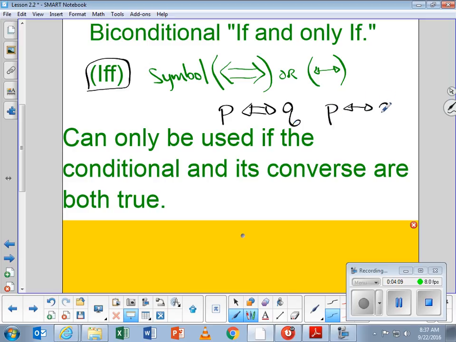Depending on what book you're looking at, they might use it one way or the other. They rarely would use it one way in a book and then later in the book use it the other way, okay? When you're looking at a book, they'll stick to that one method all the way through. Any questions on the concept of if and only if? All right, I think I have an example here.